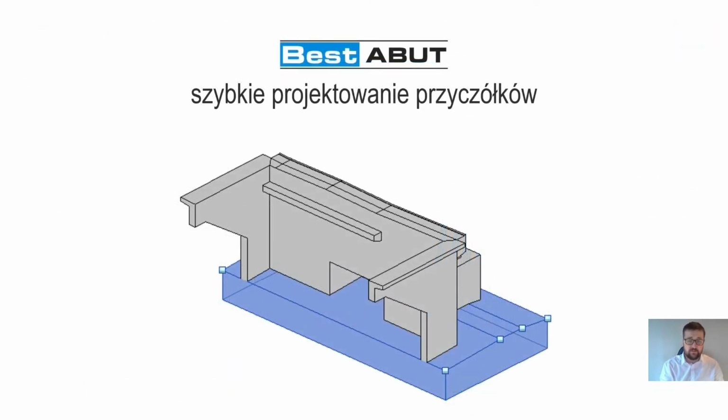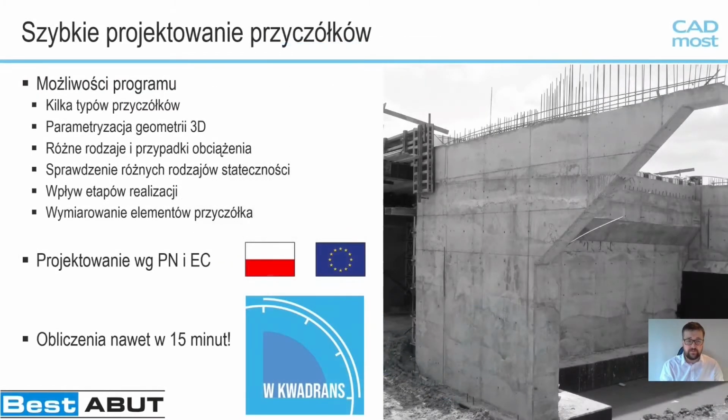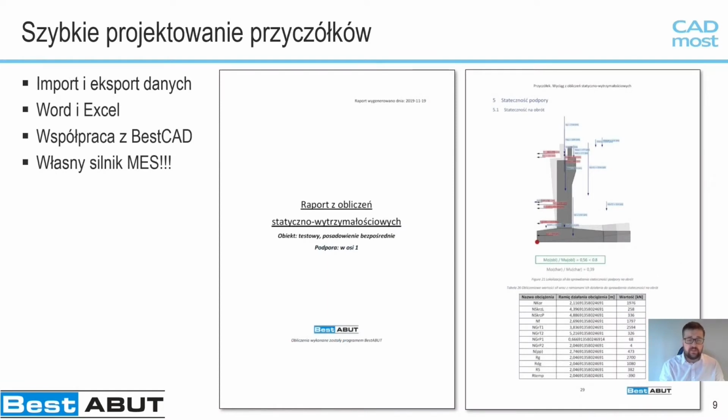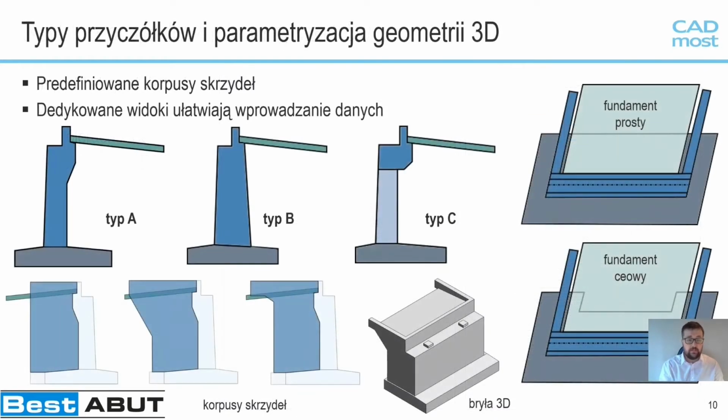Let me discuss the designing of abutments in Best Abut software. This software has quite a lot of possibilities, and it is a standalone application, so you can design different types of abutments, and the 3D design is parameterized. You can use Polish standards or Eurocodes, and the final effect can be achieved in as little time as 15 minutes. The result is generated as a full calculation report. You can export it to either Excel or Word, and the software also has its own engine.